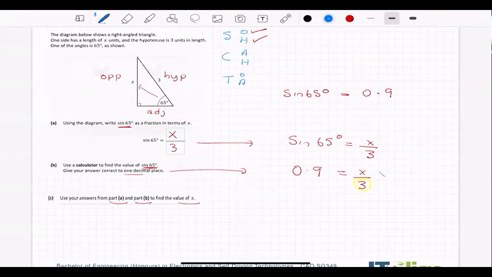So I know if I multiply both sides by 3, why 3 on the right? Well, 3 over 3 cancels, and you can see I'm just left with x now. And why 3 on the left? Well, what I do to one side, I must do to the other. So into my calculator, I'm going 3 times 0.9, 2.7, equals x. And that's that one.